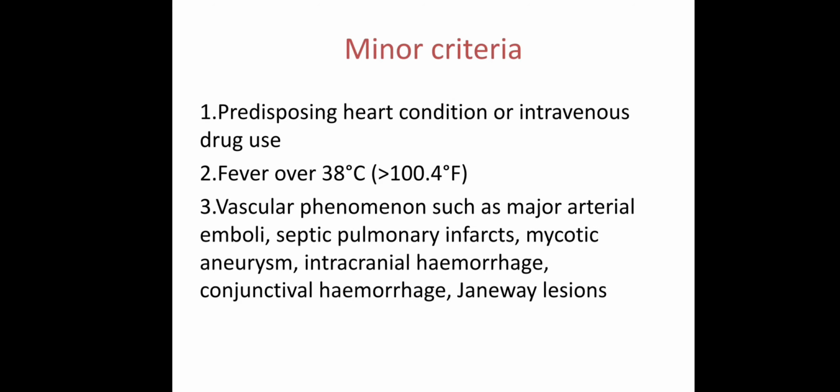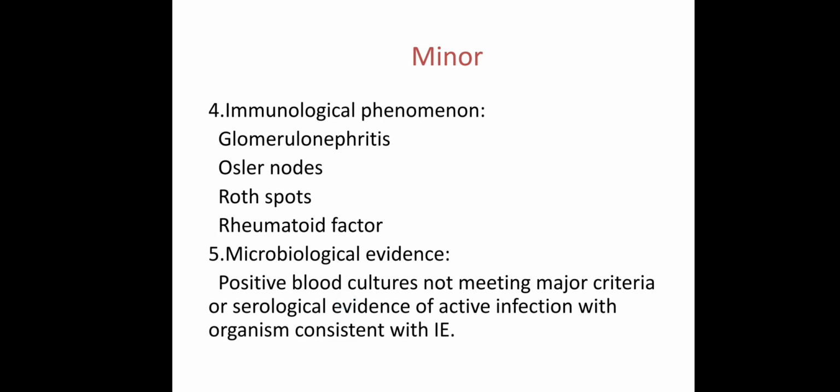Then the minor criteria: if you have a predisposing heart condition or intravenous drug abuse, that's 1 point. Fever greater than 38 is another point. Any vascular phenomena gives another point. Then any immunological phenomena, glomerulonephritis, Osler nodes at the tip of the finger, Roth spots in the retina, rheumatoid factor positive, either of them gives 1 point. And the last is a positive blood culture that's not meeting the major criteria.